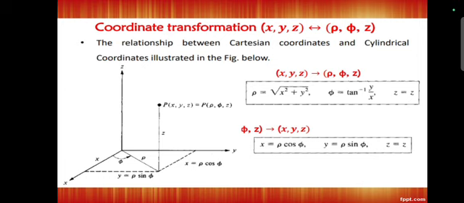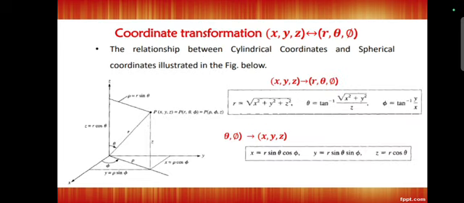And this is the transformation from x, y, z to rho, phi, z. Rho is equal to the square root of x square plus y square, phi is equal to tan inverse of y by x, and z is equal to z. And from rho, phi, z back to x, y, z: x is equal to rho cos phi, and y is equal to rho sin phi.